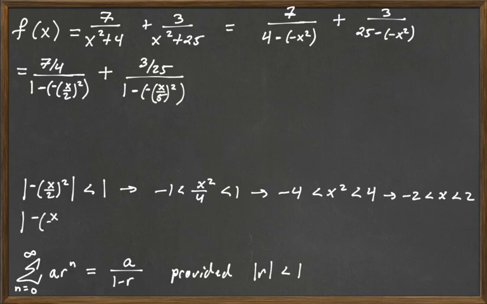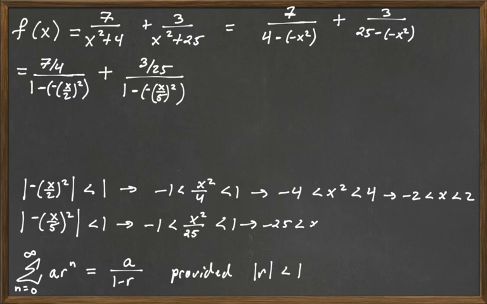And similarly, negative x over 5 squared in absolute value will tell us that negative 1 is less than x squared over 25, less than 1. So negative 25 is less than x squared, which is less than 25. So the x will need to be between negative 5 and 5. Now the one that is more restrictive here is the negative 2 to 2. So in order to have convergence, the x will need to be between negative 2 and 2.